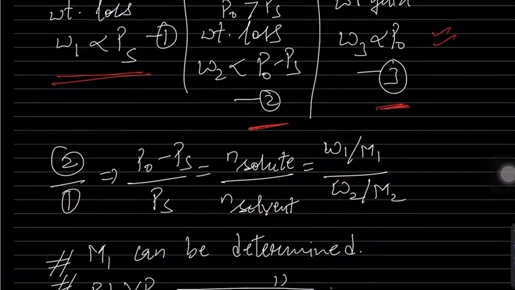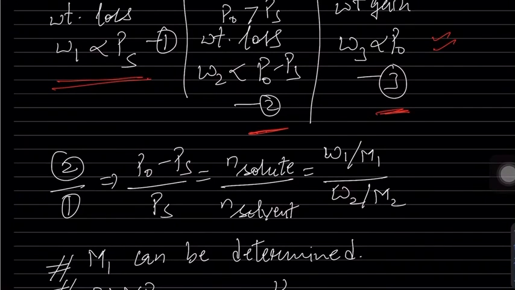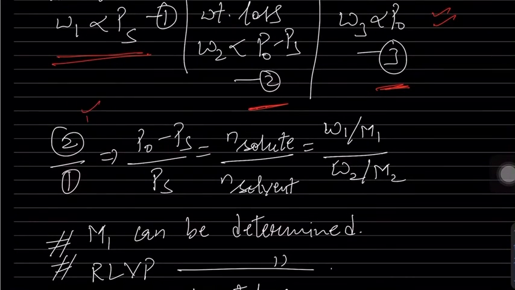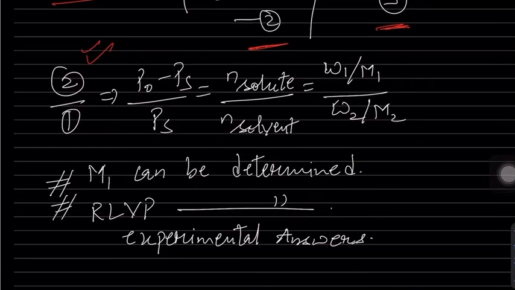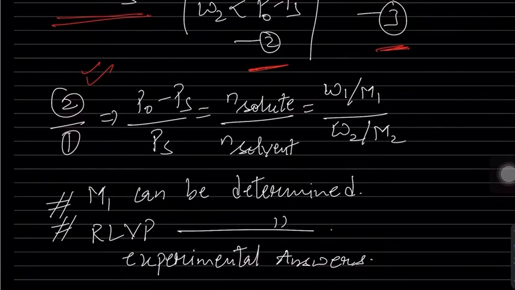First of all, let us say equation 2 divided by 1, we are writing over here. It is equal to P naught minus Ps upon Ps, which in turn is equal to, as we have studied in the previous lecture, N solute upon N solvent, multiplied by the Van't Hoff factor.